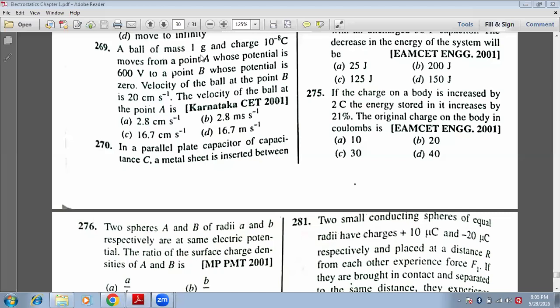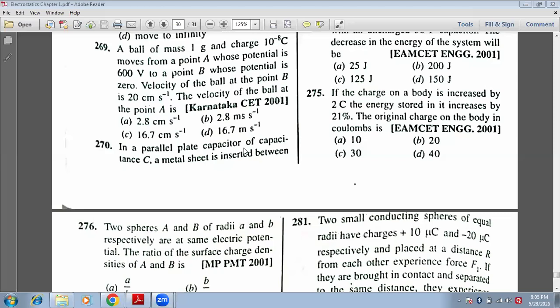A ball of mass 1 gram and charge 10 raised to the power minus 8 coulomb moves from a point A whose potential is 600 volt to a point B whose potential is 0. Velocity of the ball at the point B is 20 centimeter per second. The velocity of the ball at the point A is: option A, 2.8 centimeter per second; option B, 2.8 meter per second; option C, 16.7 centimeter per second; option D, 16.7 meter per second. Correct answer, option A, 2.8 centimeter per second.